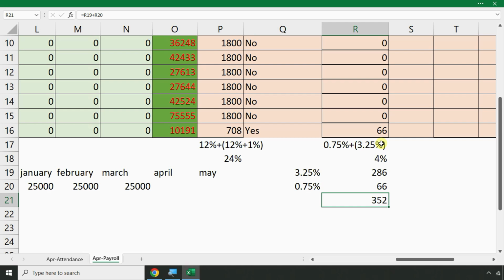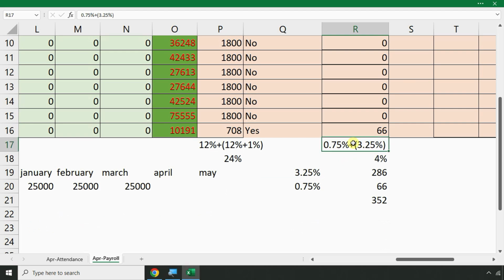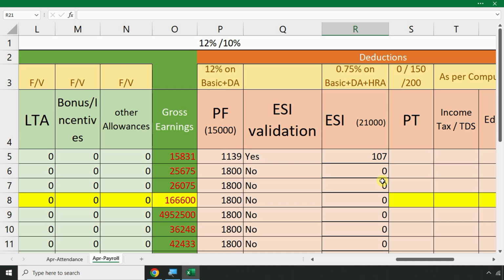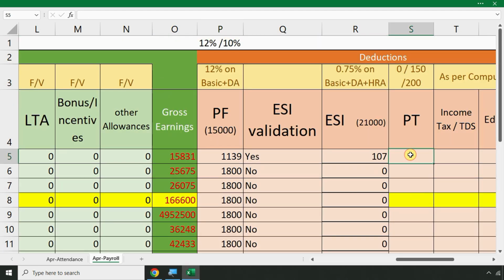Paisa, rupee, 2 rupees different because it is a paisa format. Okay. Remember. So 3.25%, 286, 0.75%, that is 352. Total deposit 352. Remember. So PF 12%, employee 12% more, employer, and ESI 0.75% employee, and more amount 3.25% will be added by employer. So remember this fold, the balance amount will be paid by employee. Next what? The main thing, professional tax.